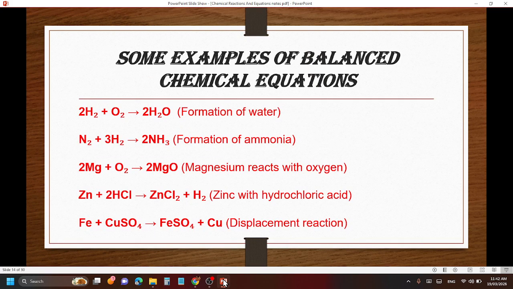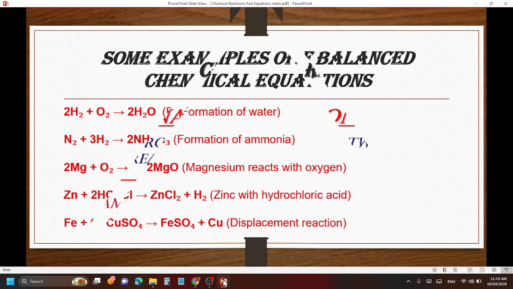Some examples of balanced chemical equations. You can just read these out, to see how to balance the equations. If I read it out: 2H2 plus O2 gives 2H2O, formation of water; N2 plus 3H2 gives 2NH3, formation of ammonia; 2Mg plus O2 gives 2MgO, magnesium reacts with oxygen, like this. Now we have studied chemical equations and balancing of chemical equations. If you have any doubt, just comment below, I will clear it out.